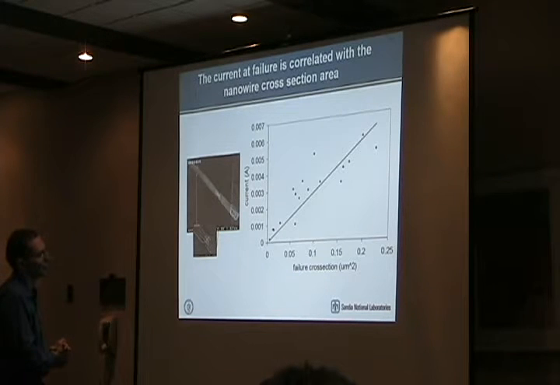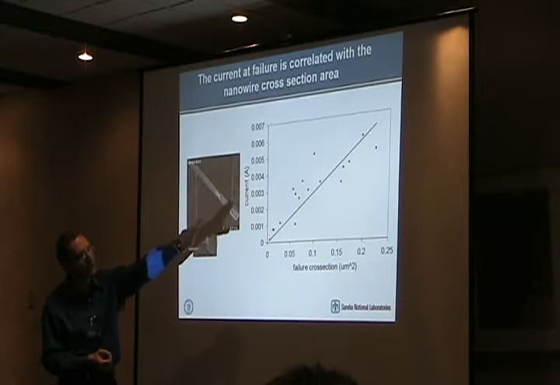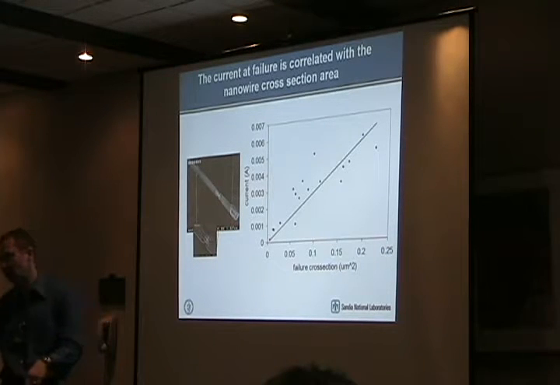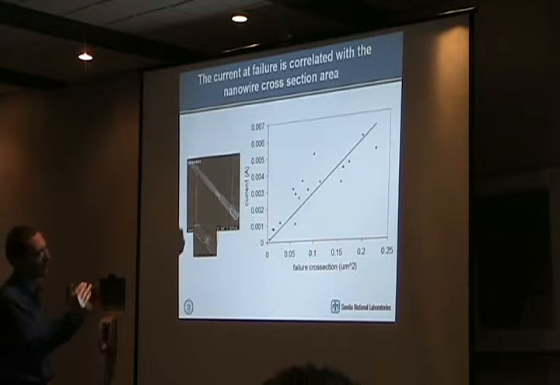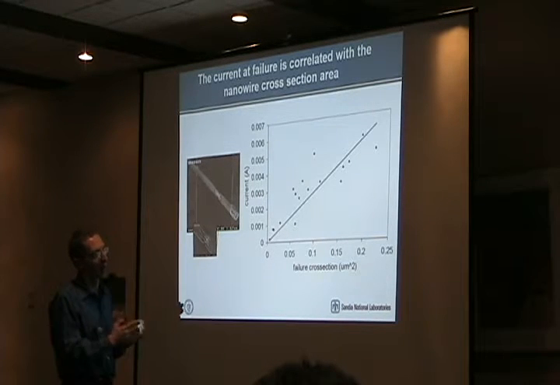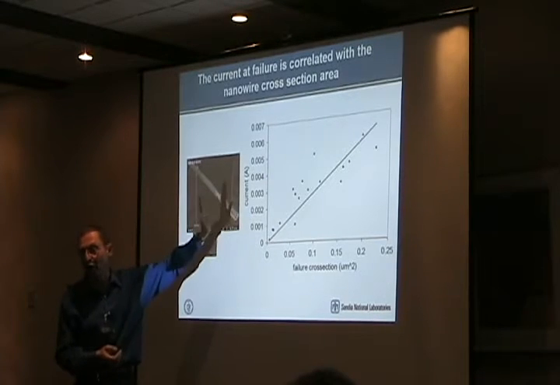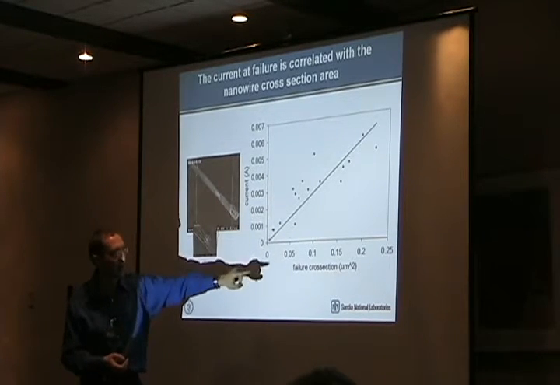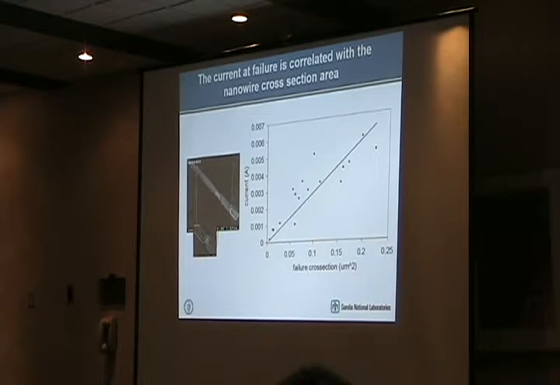And what I'm plotting here, some of these nanowires were broken by simply ramping the voltage. So they were not done under steady state. So it's both the steady state as well as those where we just ramp the IV quickly. What you see is that in this case, there is a dependence on the current, not power, but current, and the failure cross-section, meaning that current density is very important.